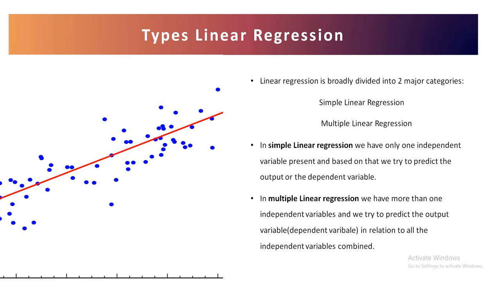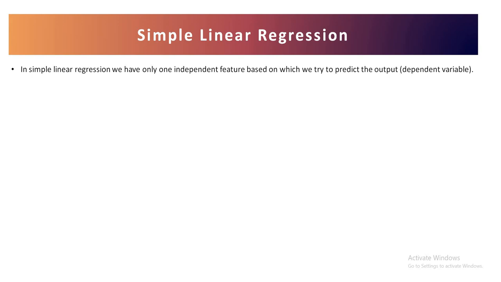So this is an example of multiple linear regression. Now let's dive in a little bit of detail about simple linear regression. As I was saying earlier, in simple linear regression, we have only one independent variable and one dependent variable. So based on the independent variable and its coefficient, we try to find out the dependent variable. So here the equation is always simple, that is y equal to mx plus c.